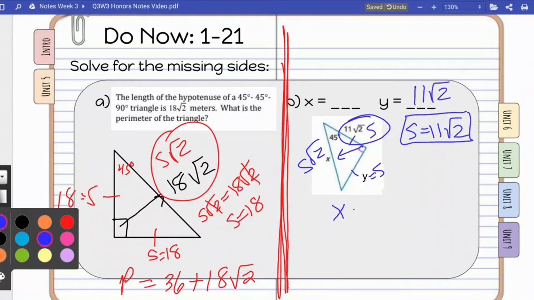To find out X, X is S square root of 2. So that's S times the square root of 2. Well, S is 11 square roots of 2. So this turns into 11 times 2, which is 22.